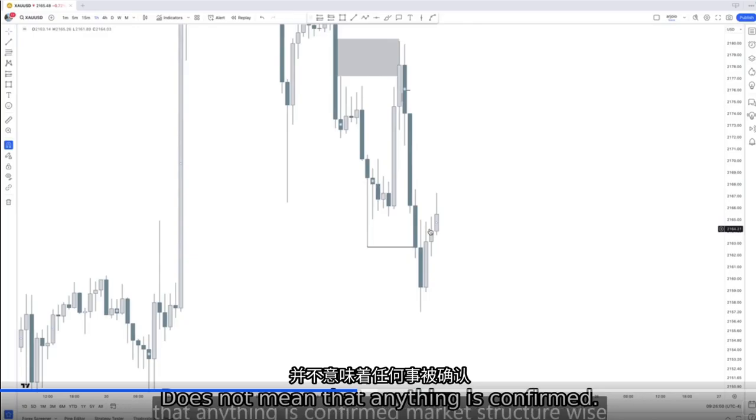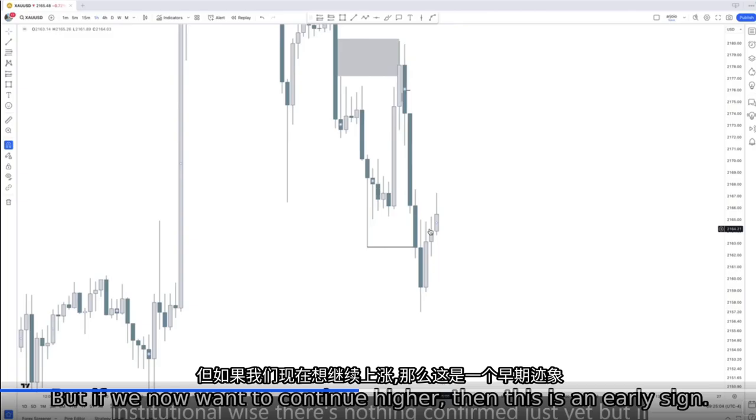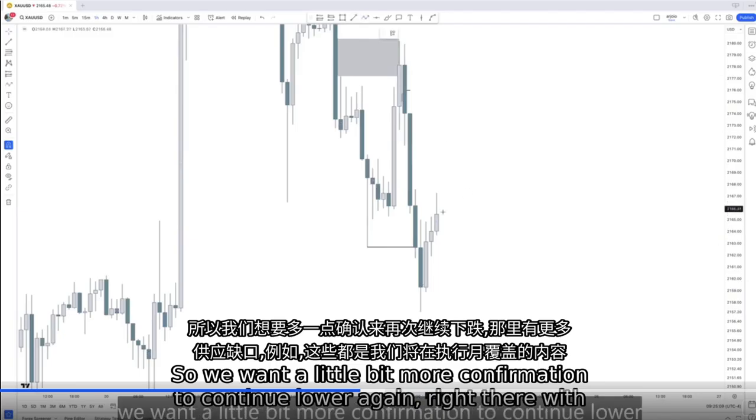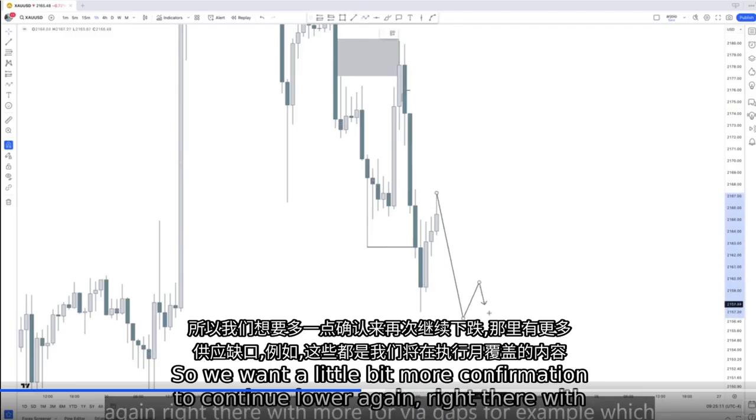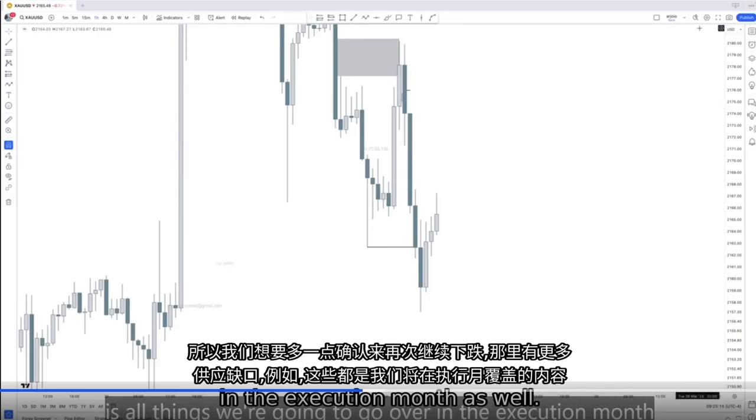Does not mean that anything is confirmed market structure wise, institutional wise. There's nothing confirmed just yet. But if we now want to continue higher, then this is an early sign. So we want a little bit more confirmation to continue lower again right there with more fair value gaps, for example, which is all things we're going to go over in the execution month as well.